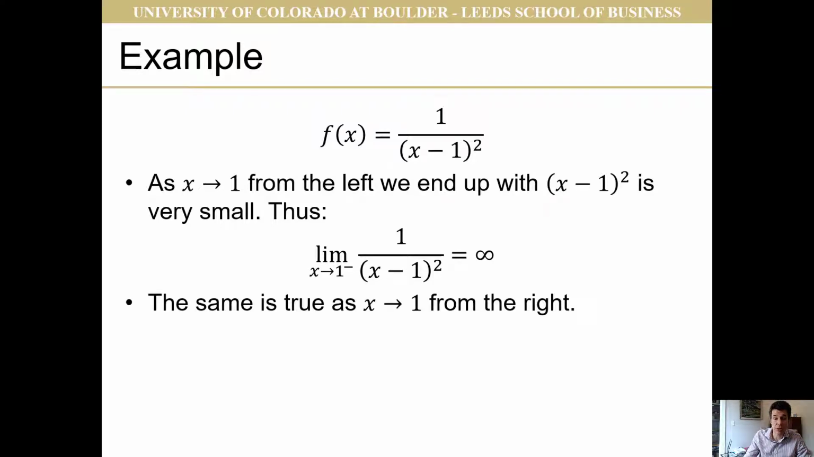The same is true as x approaches 1 from the right. Again, x is a little bit bigger than 1. x minus 1 is a small positive number. (x minus 1) squared is also a small positive number. 1 over that is going to be a large positive number. And the closer we get to 1, the larger that number is. And so the limit as x goes to 1 from the right is also infinity. Given the limit from the left and the right are the same, the limit as x goes to 1 of 1 over (x minus 1) squared equals infinity.